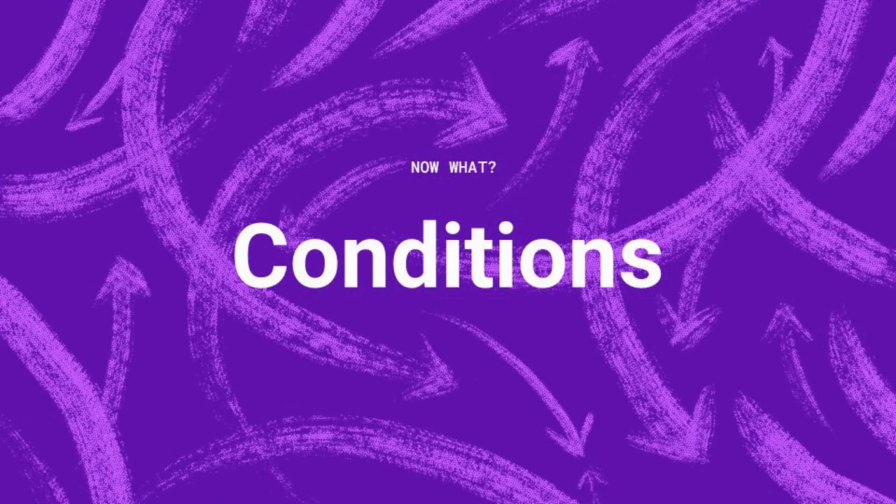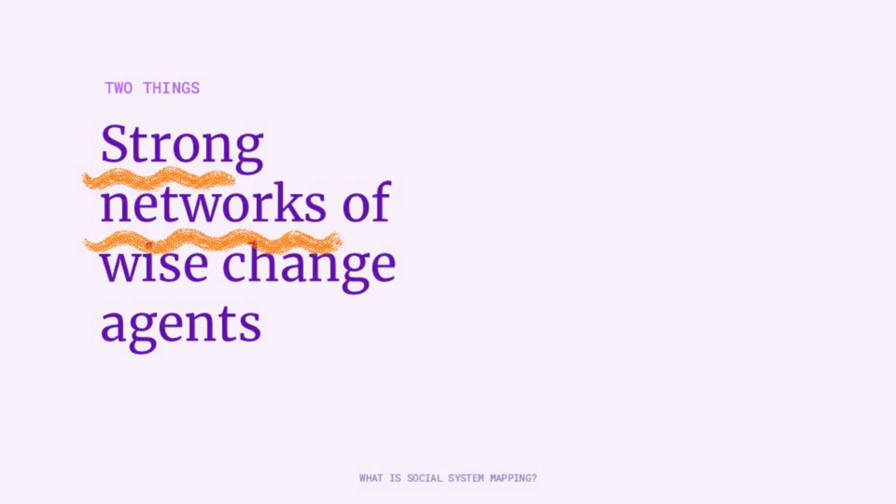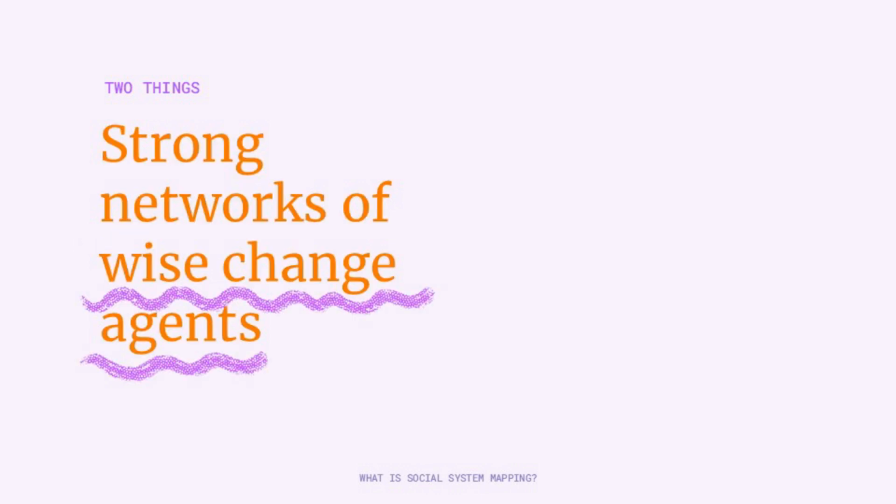And among the things that we've learned in the last 20 to 30 years as systems thinking and complexity thinking has become more used in change initiatives, we've come to understand that there are a couple of conditions necessary for supporting systemic transformation. The first of those conditions is strong cross-contextual networks. And the second condition is that those networks include and are led by wise change agents.